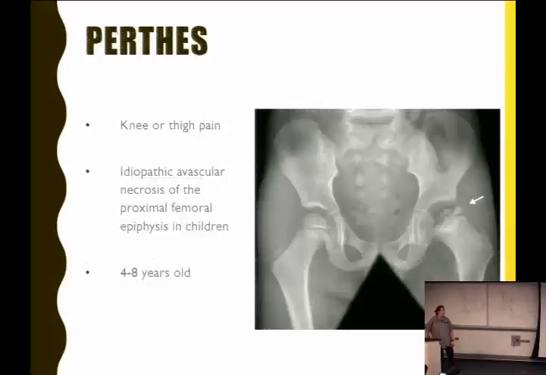Good. All right, if you're a little bit younger and you have that same sort of pain pattern, groin to knee, you might have Perthes disease. So Perthes disease is an idiopathic avascular necrosis of the femoral head. It is also usually single-sided. If it's bilateral, something weird is going on. And it typically is seen in kids 4 to 8. The younger you are, the better the prognosis. The older you are, the worse the prognosis.